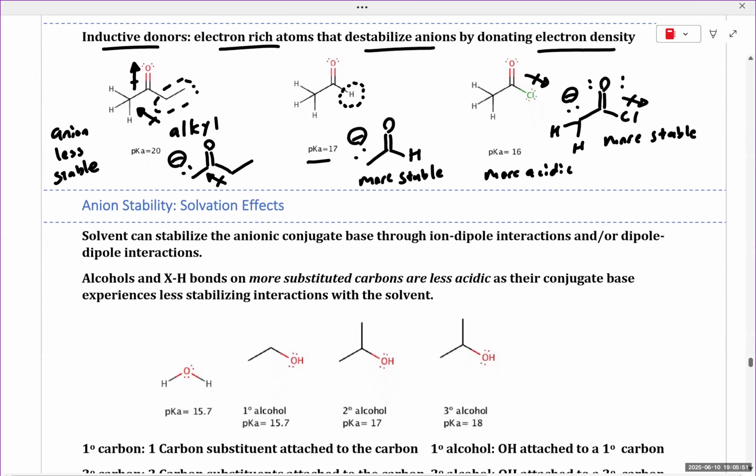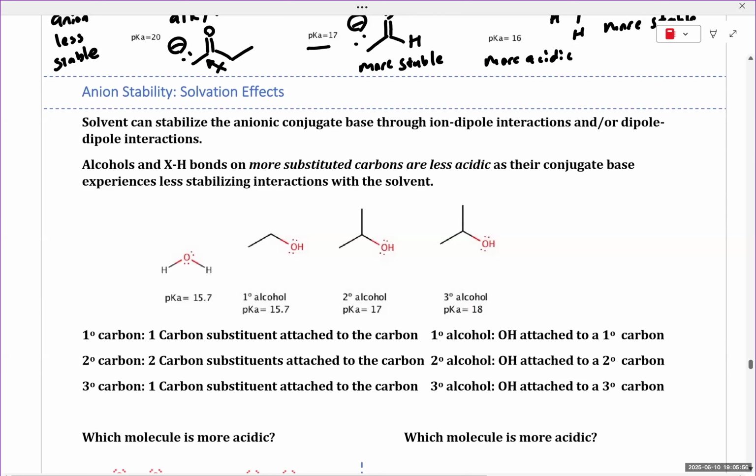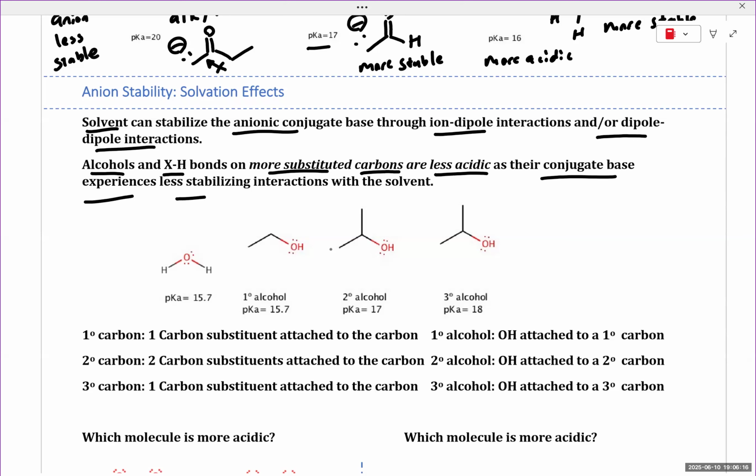There's one last effect that has to be considered. It's a minor effect, but it's important. It is the idea of solvation effects. Solvent can stabilize the anion conjugate base through ion dipole or dipole-dipole interactions. Alcohols and other acidic protons on more substituted carbons are less acidic as their conjugate base experiences less stabilizing interactions with the solvent. So for example, primary, secondary, tertiary.